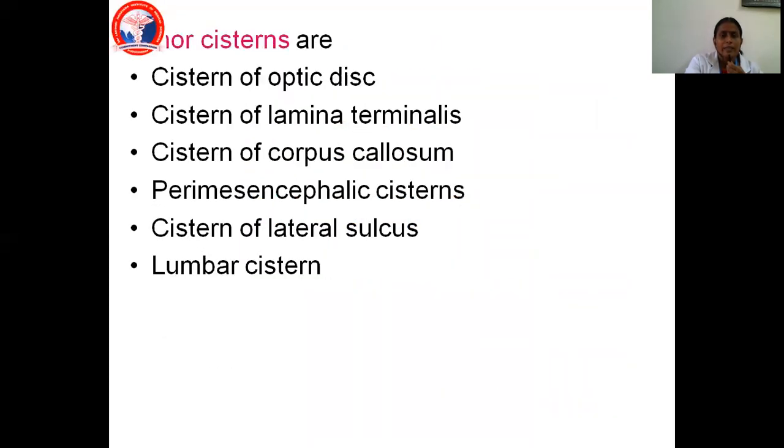The minor cisterns are the cistern of optic disc, cistern of lamina terminalis, cistern of corpus callosum, perimesencephalic cisterns, cistern of lateral sulcus, and lumbar cistern.